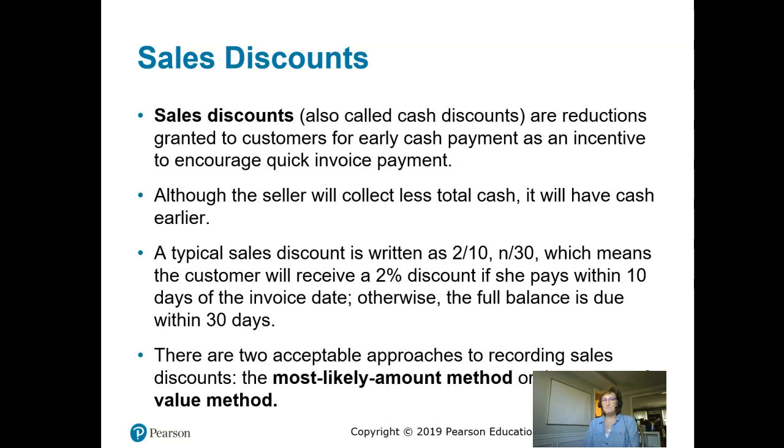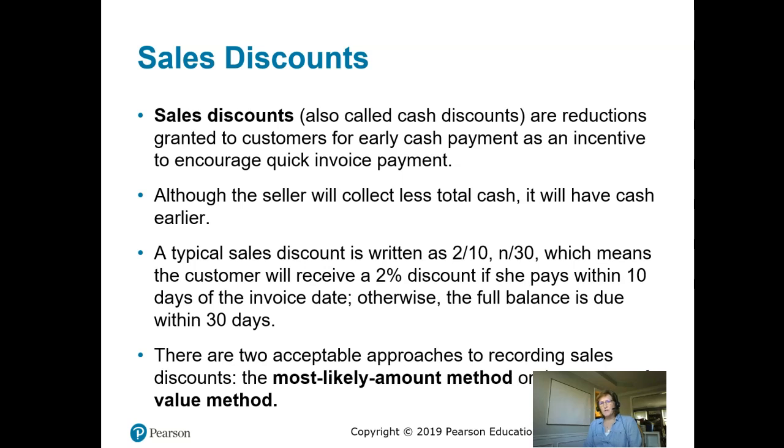So it's a win-win. The typical sales discount is written as 2/10 net 30. Let's say that's a 2% discount if they pay within 10 days. When we get ready to record this, think about this: how does the company know whether the customer is going to take the discount or not? And should they record it at the amount assuming they take the discount, or assuming they won't, or some mixture in between?